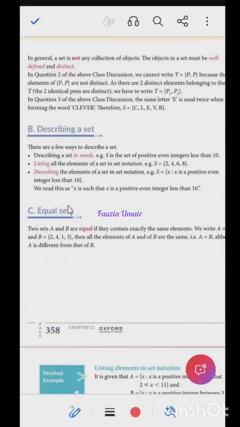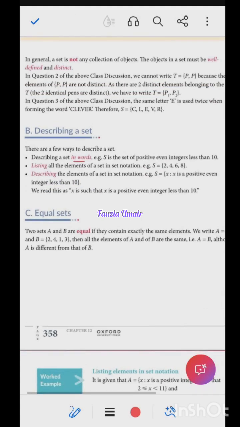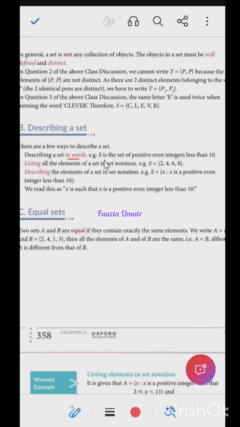First is describing in words. As I told you, the first way of writing a set is when you write the set in words. The example they are giving you is the set of positive even integers less than 10. This is how you write in words. The second way is listing the elements, right? And the example they gave is 2 4 6 8. Okay, they wrote the same example in set form.